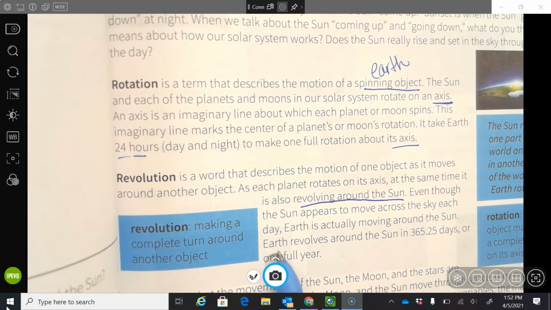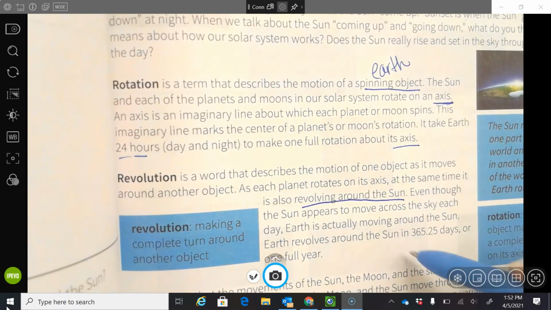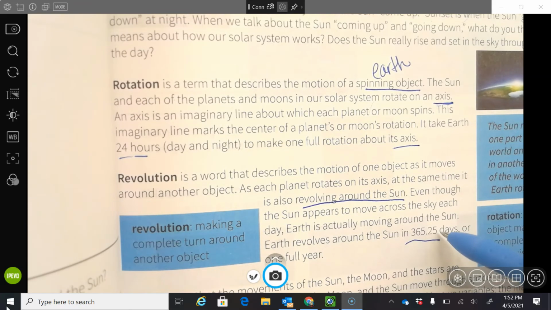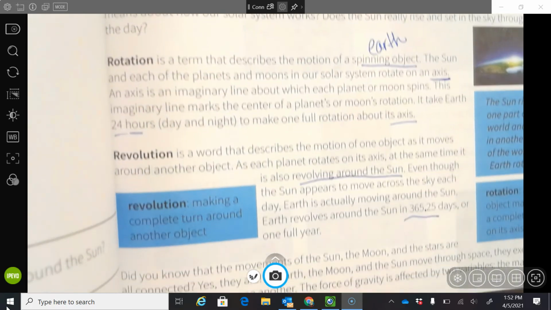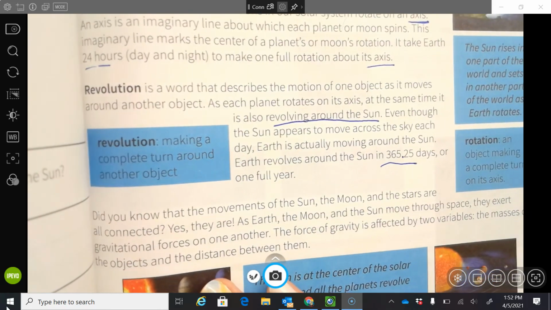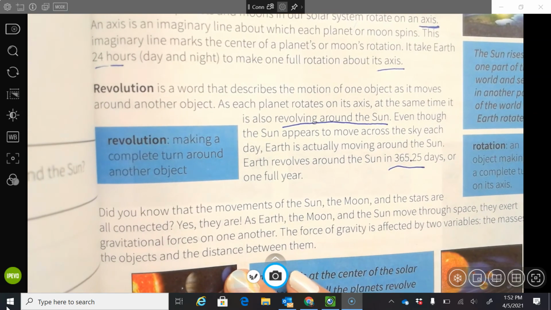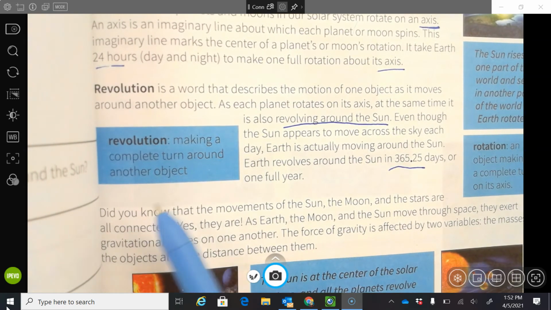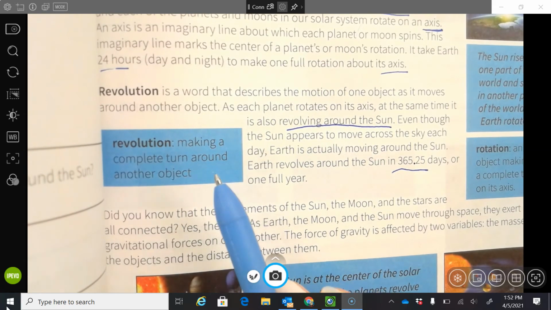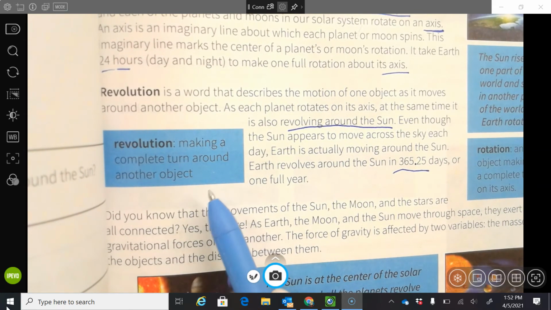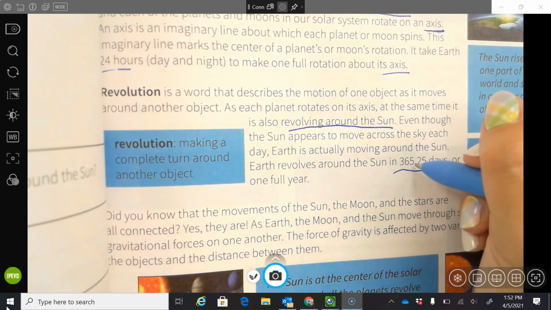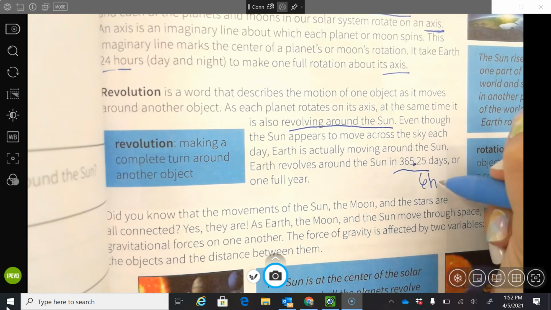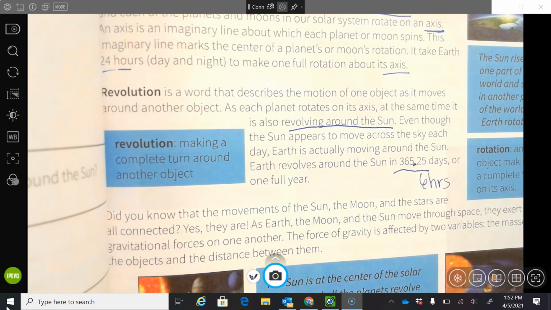Earth revolves around the sun in 365 and 25 hundredths days, or 1 full year. It's a quarter day. So if there's 24 hours in one day, what's a fourth of that? Or divide that by 4. 6. So it's 365 days and 6 hours. Yep.